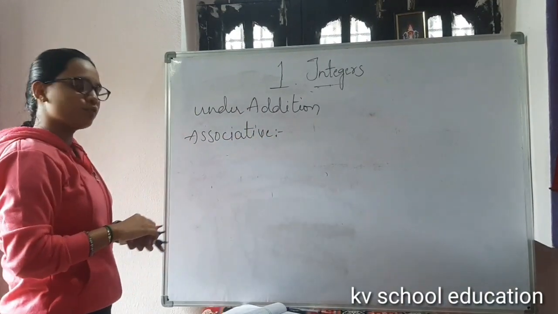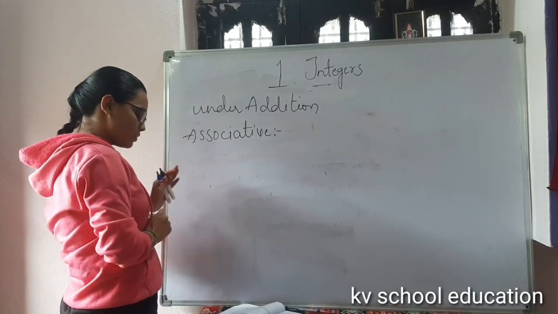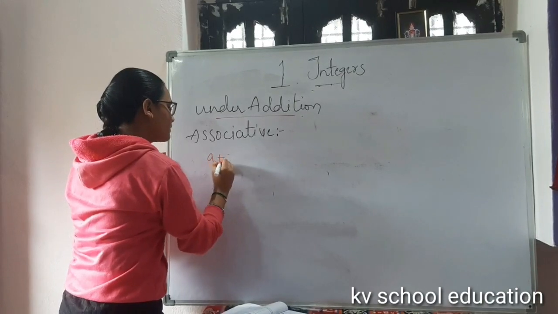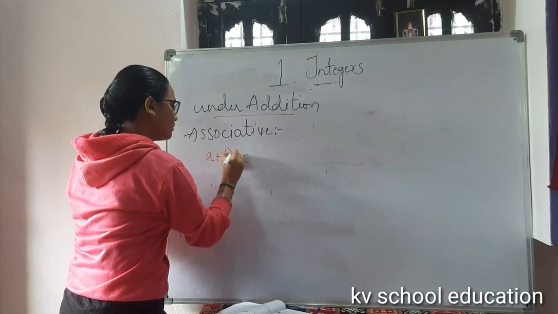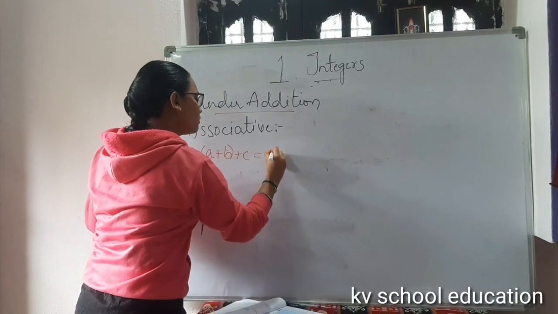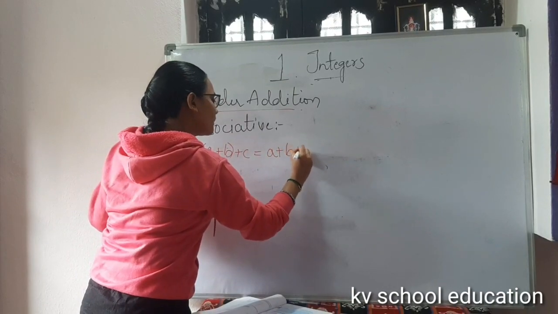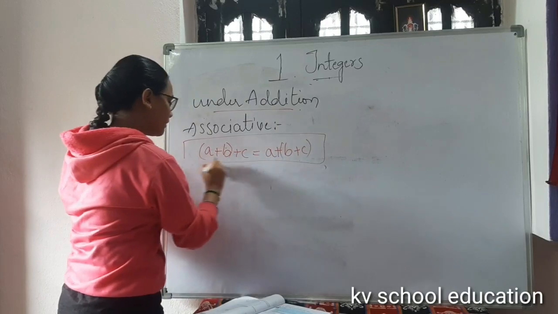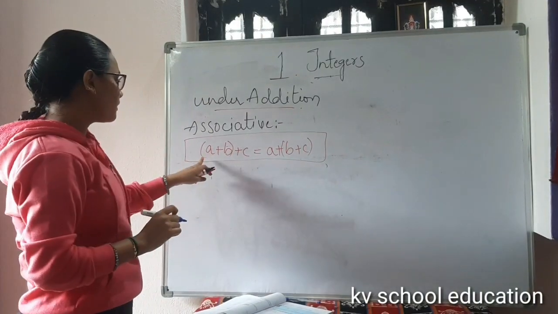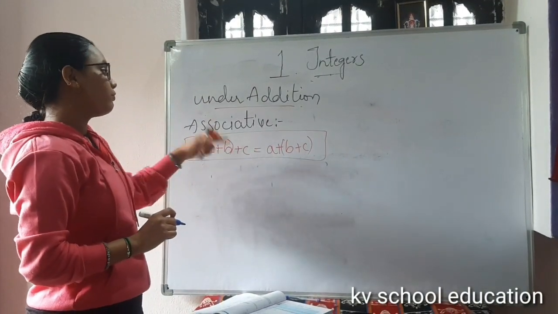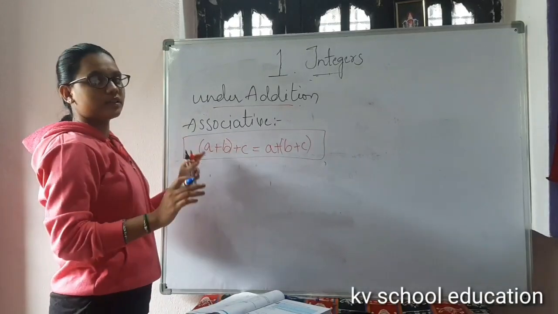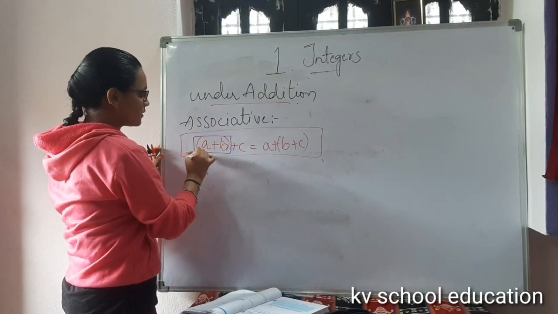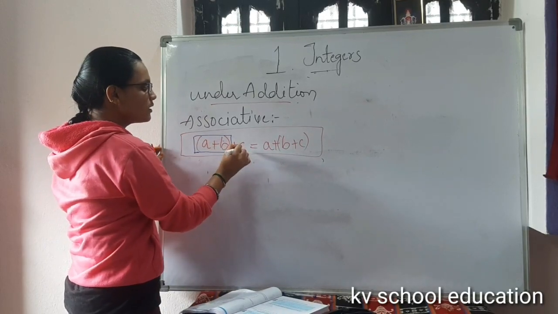So first we need to follow the rule. What is the rule of the associative property under addition? A plus B plus C is equal to A plus B plus C, with the brackets placed differently. This is the rule of the associative property. Here they have given the brackets, but before, in the commutative property, they didn't. The bracket means that this should be followed first, and after that we should follow the next one.